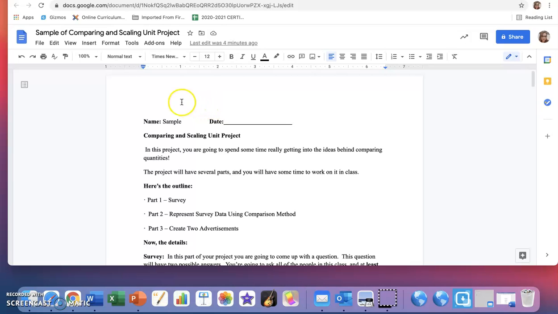Now, I'm going to open mine. I'm going to put sample since I decided to do a sample. That way I could help you and guide you through the process. So remember, make sure you put your name and your date.